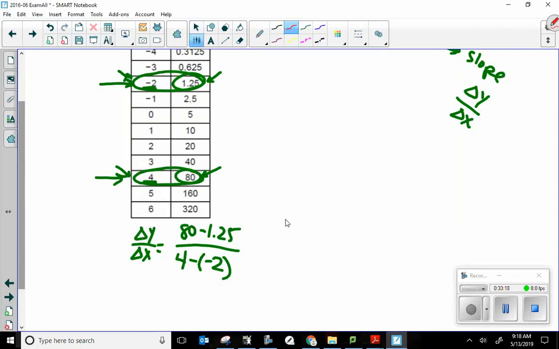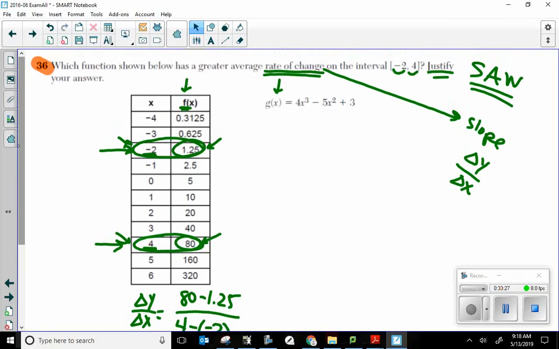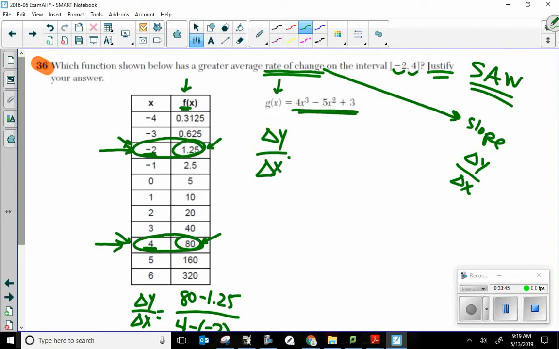So that is 13.125. Now I need to do the same thing for g of x and see which one has a greater average rate of change. I don't have a table for g of x, but I can make one. I'm going to use my calculator to figure this out. I know my x's. I've got to use change in y over change in x. I know my x is from 4 to negative 2, so I've got to figure out my function with a 4 in it, that's my y, and subtract my function with a negative 2 in it.